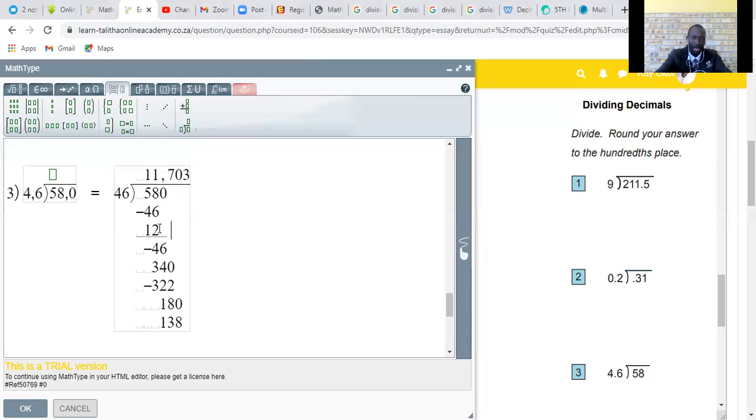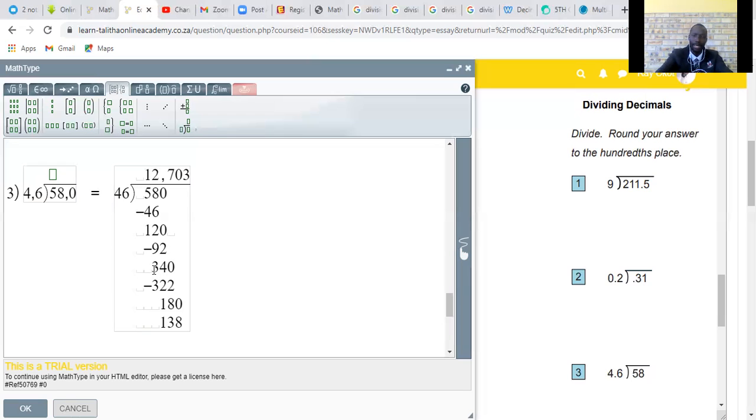we bring this 0 down here, right there. So now the question is, can 120 be divided by 46? Yes, 120 can be divided by 46. Okay. And when we divide 120 by 46, what do we get? Well, 120 by 46 will give us 2. 2 for what? 2 for 92. So we will be having here 92. Yes. 2 times 46 is 92.